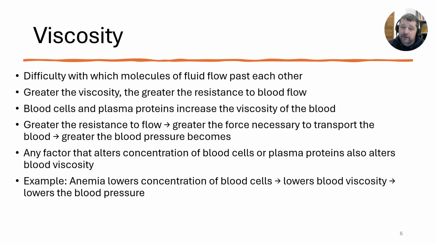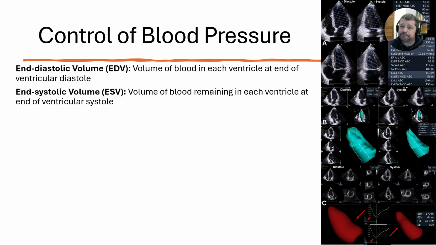Okay, anemia can do this also, right? So if you just have less blood cells in the system, whether you're anemic from red blood cells or maybe you have a condition where you don't have very many white blood cells, okay, you have less cells in the overall blood system, so you have more plasma, which is liquid, and you tend to have a lower viscosity, and then that lowers your blood pressure.